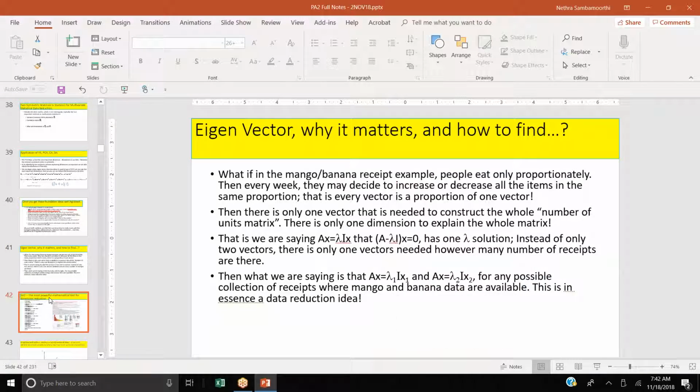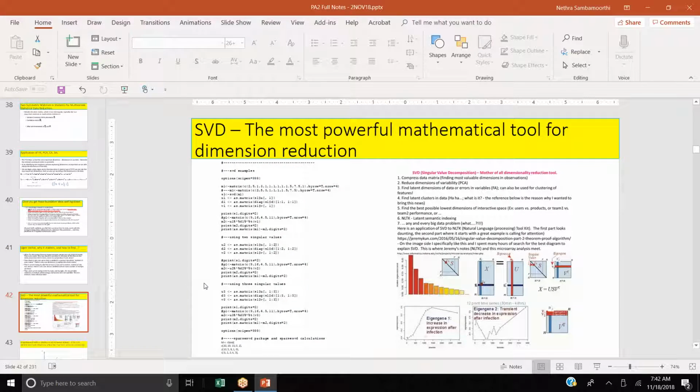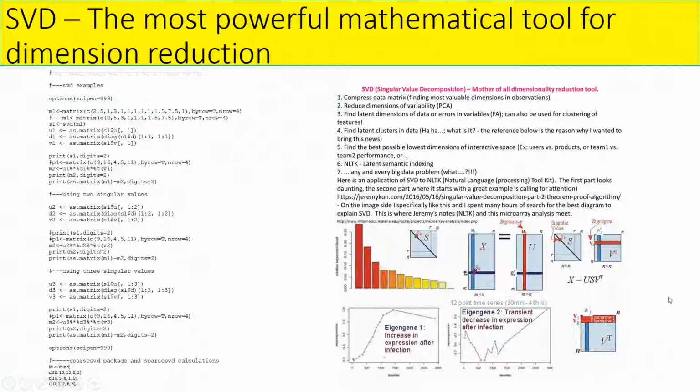Now that I have come so far, let me finish this also. Here is another slide that I want to share with you. I do get excited when I share these kinds of very powerful tools. SVD, it's called singular value decomposition. The most powerful mathematical tool for dimension reduction. Why do I say that? Because this also subsumes the spectral decomposition, because that is a special case of this.